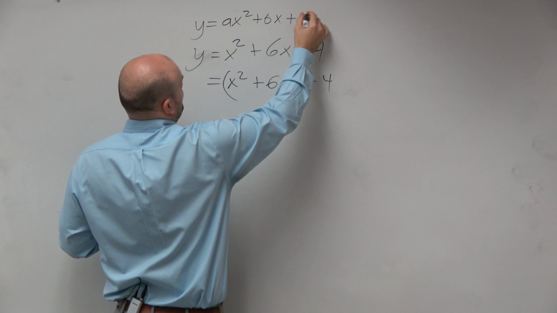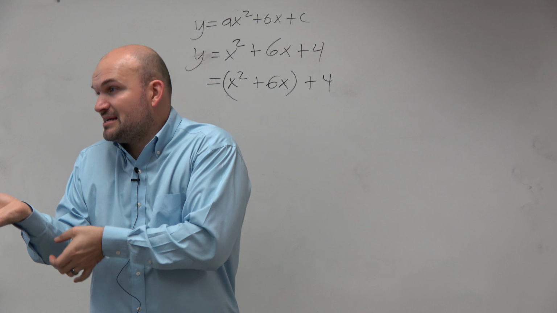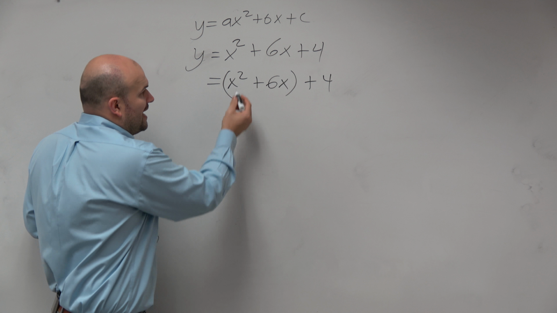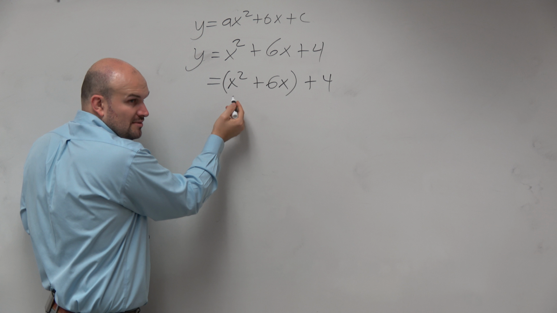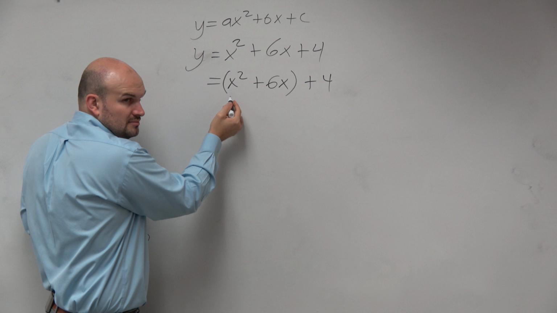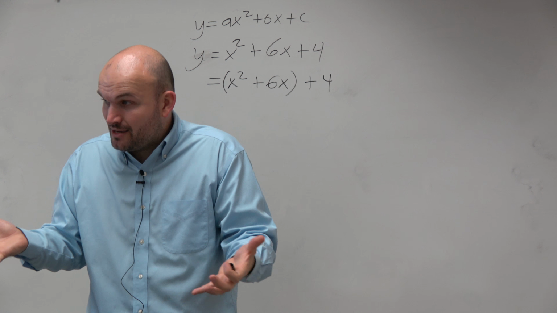Now, to complete the square, your first term has to be a square number, and your last term has to be a square number. So I have x squared. Is that a square term? Yes. I need a constant, though, that makes a square term. Because 4 doesn't work, I'm just going to take it on the outside. So what I need to do is create a number.